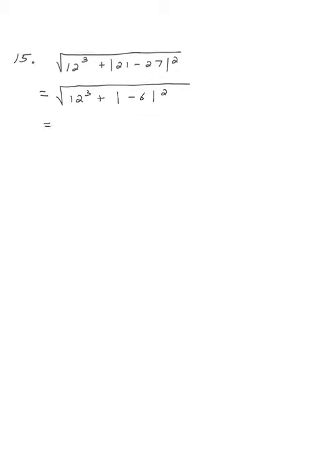For number 15, we have the square root of 12 cubed plus the absolute value of 21 minus 27 squared. So we're working directly under the square root first. And I guess technically, we're looking at this absolute value first as well as the very first thing we do. All right, so 21 minus 27 in absolute value. 12 cubed plus the absolute value of negative 6. And the absolute value of negative 6 is positive 6.